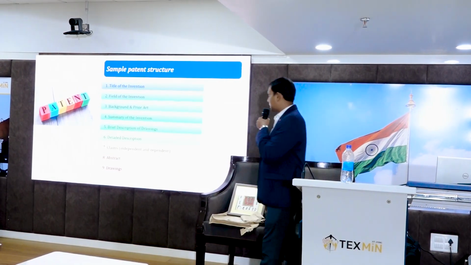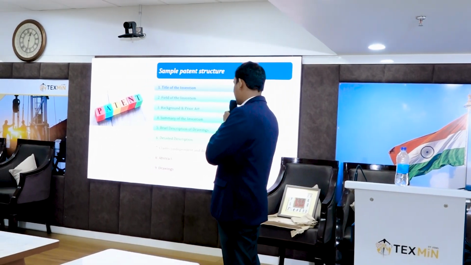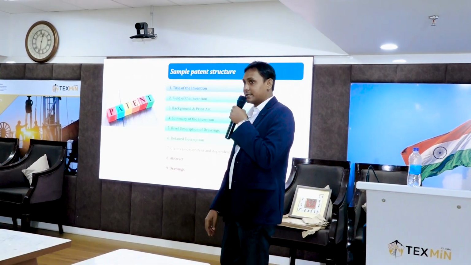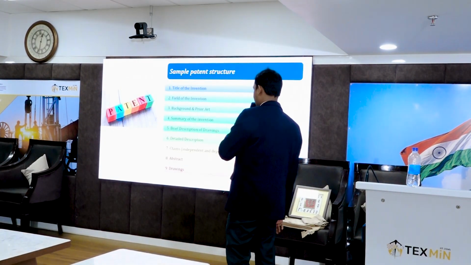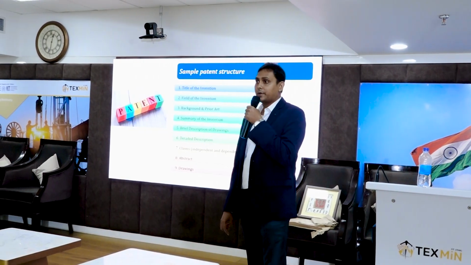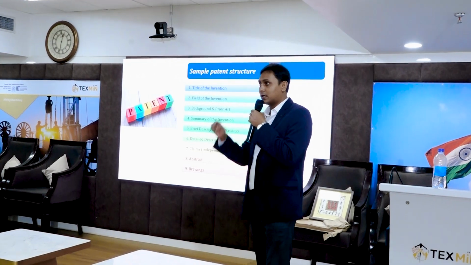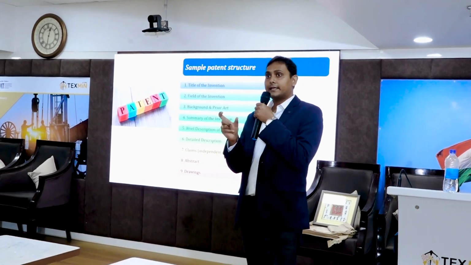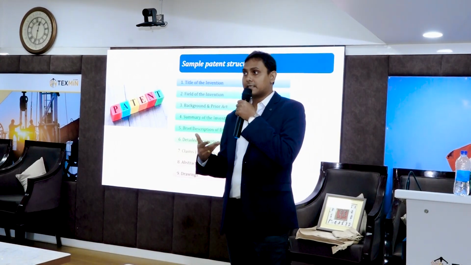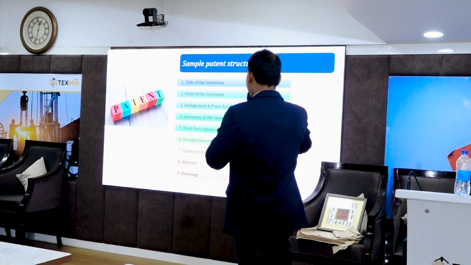So this is the sample patent specification structure. In the patent specification, as we have already discussed, the first one is the title of the invention. You have to suitably define the title. Within 15 words, that title should provide the information about what your invention is related to.